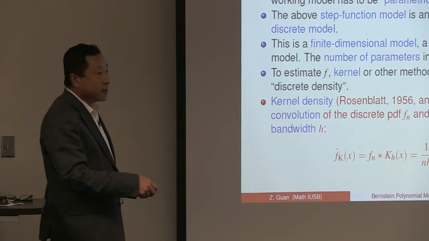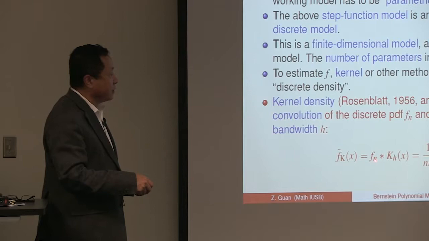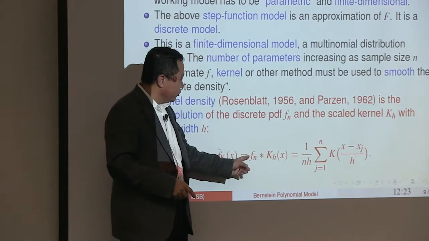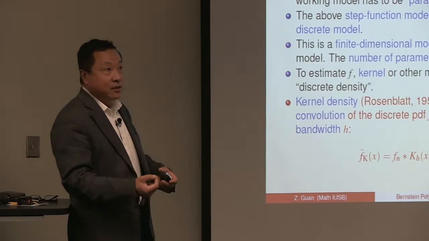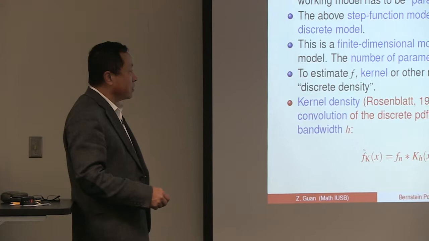But with integral equal to 1, then this is a density function. But fn is a discrete density. If n is very large, this discrete density is supposed to be a good estimator of the density. But it is still a step function, or it is just the histogram, right? So you have to smooth it by using this kernel smoothing.